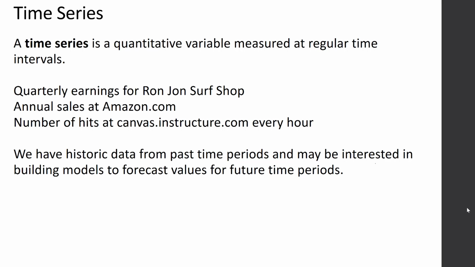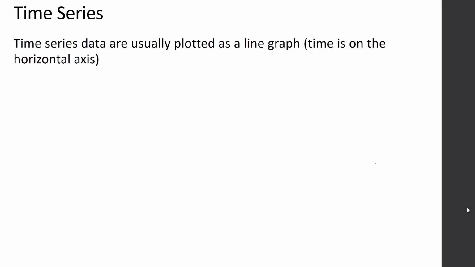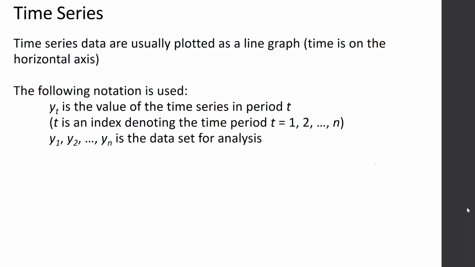We have historic data from past time periods, and we may be interested in building models to forecast values for future time periods. We can use the time variable itself as a predictor, or we can use the past history of the series to make predictions. Time series data, again, we talked about this in the beginning of the semester, are plotted as a line graph with time on the horizontal axis.